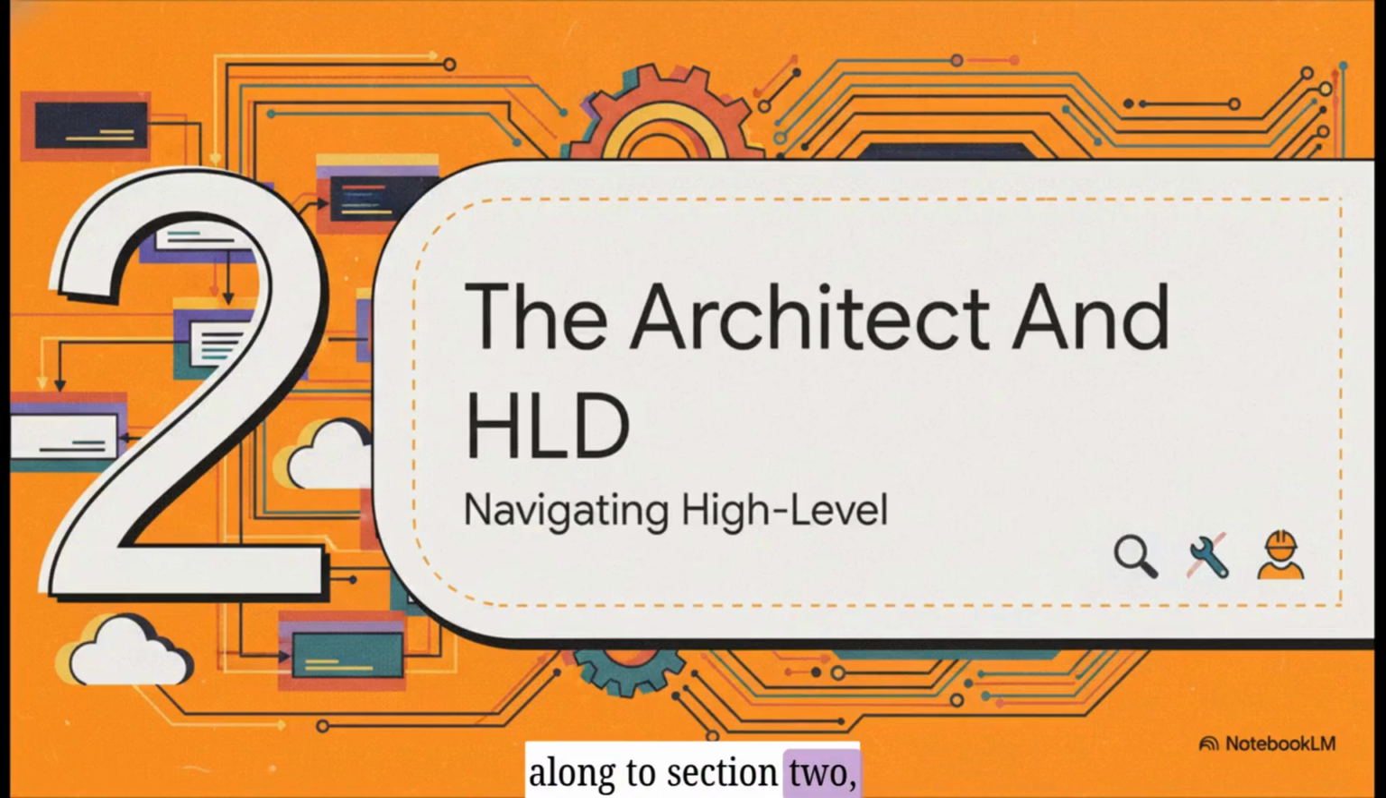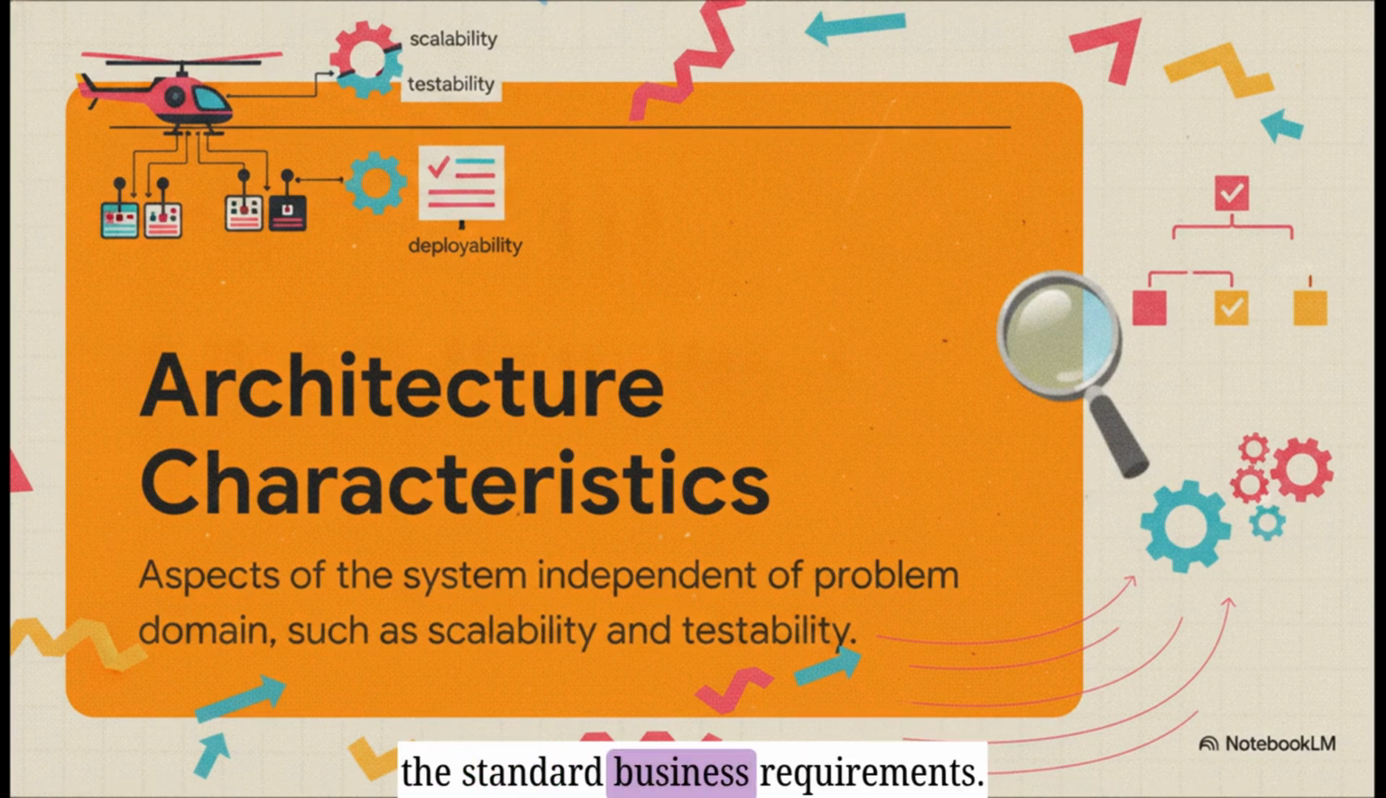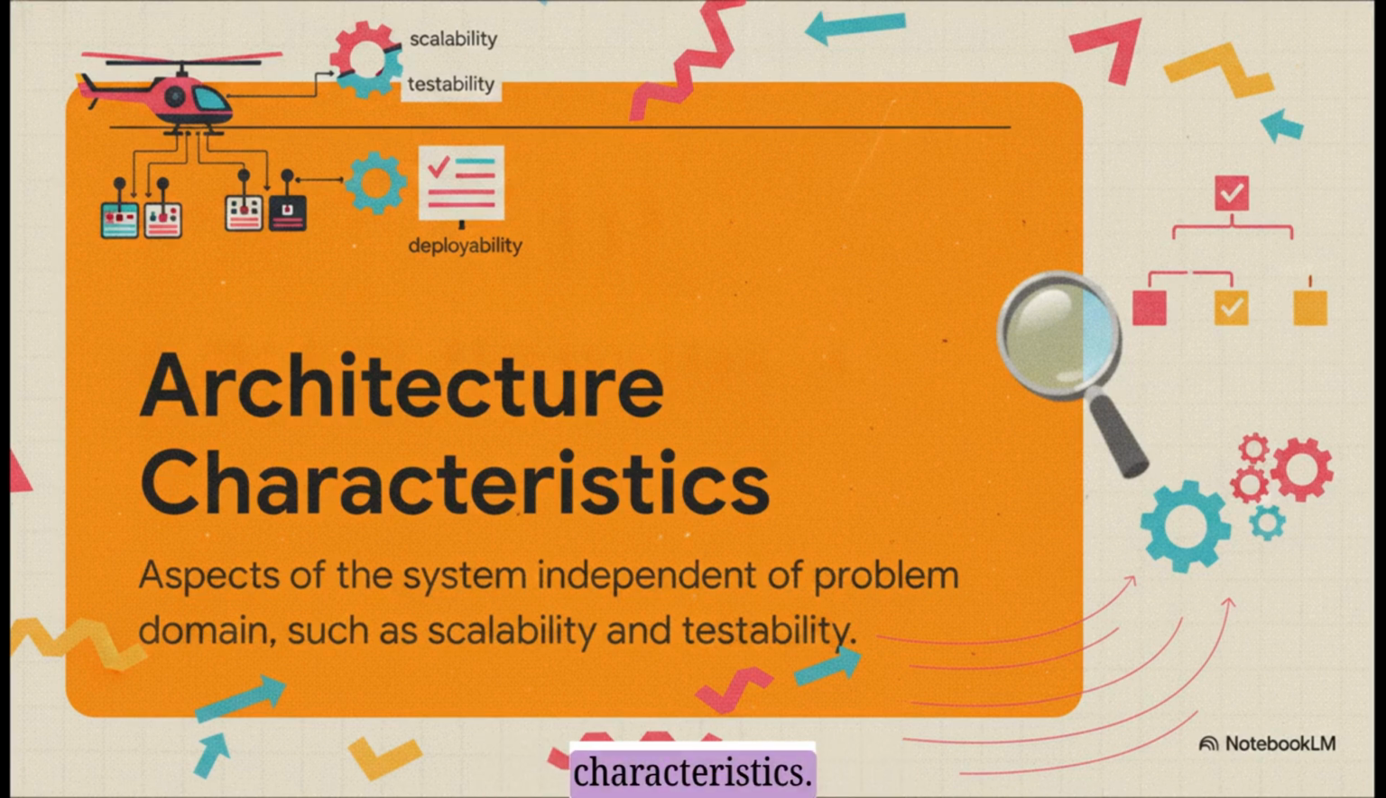Moving along to section 2, the architect and HLD. So what does an architect actually do? Well, their primary job isn't just about what the software does, the standard business requirements. It's actually heavily focused on the non-domain features. We call these architecture characteristics. We're talking about the big stuff: scalability, testability, deployability.